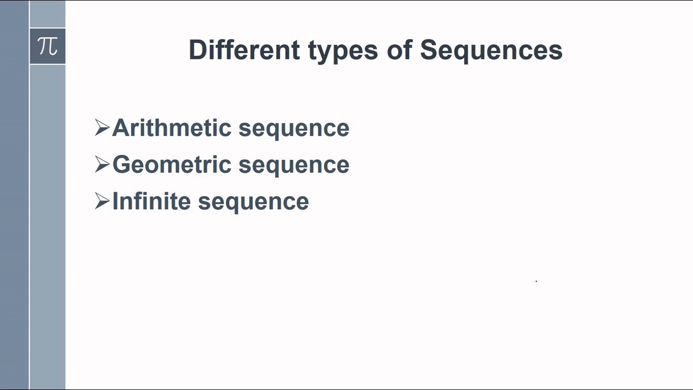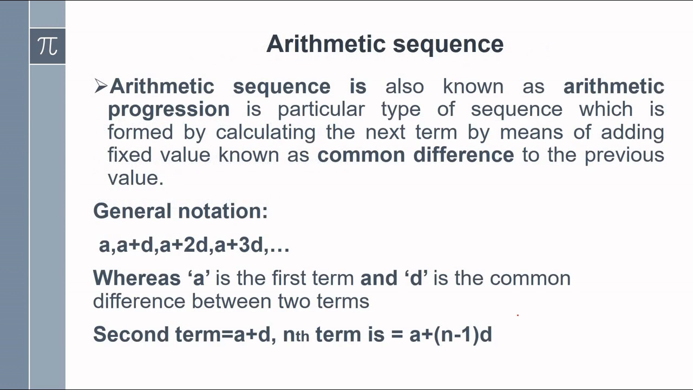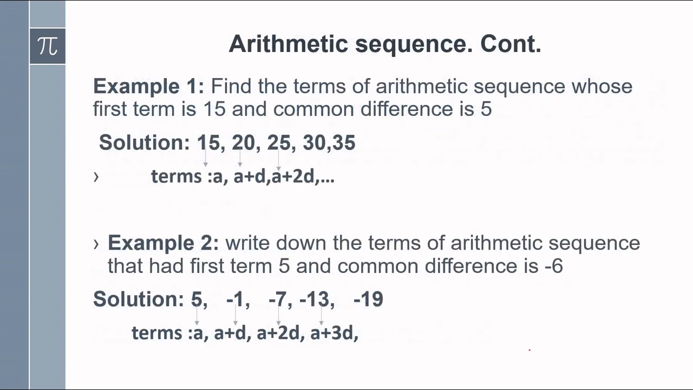So let us see different types of sequences. We will start with the arithmetic sequence, which is also known as arithmetic progression. It is a particular type of sequence which is formed by calculating the next term by adding a fixed value, known as the common difference, to the previous value. General notation: a, a plus d, a plus 2d, a plus 3d and so on, where a is the first term in the sequence and d is the common difference between two terms. If you want to find the nth term, we use this formula: a plus n minus 1 into d. So let's see some examples to understand the concept.